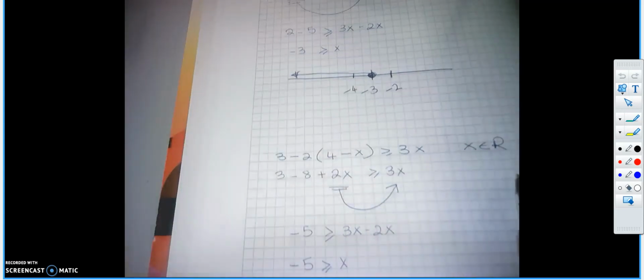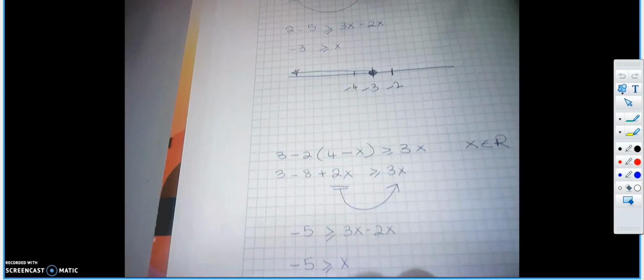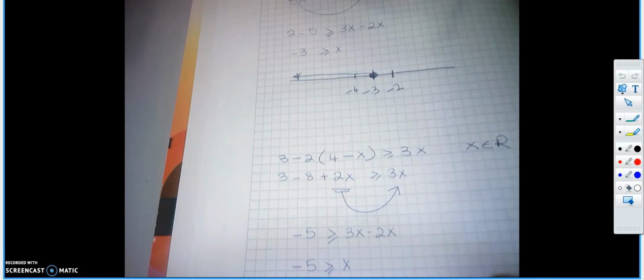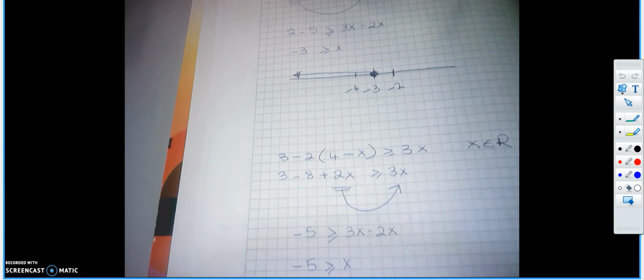And again, x is an element of R, so you would have a number line, you'd have your minus 5 written, draw a circle, shade it in, and have the line going back the way.